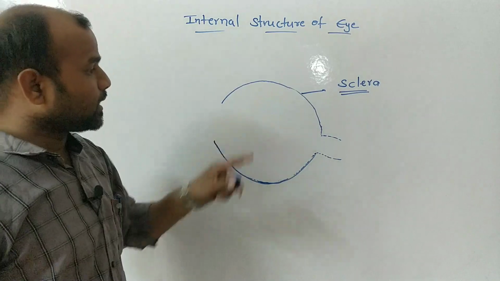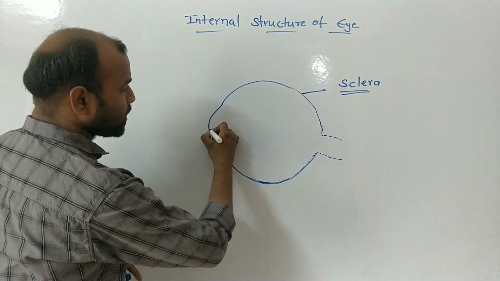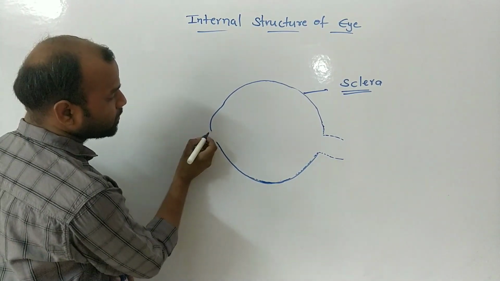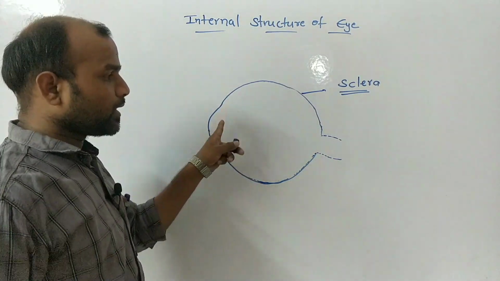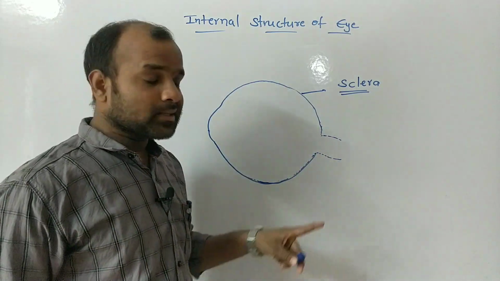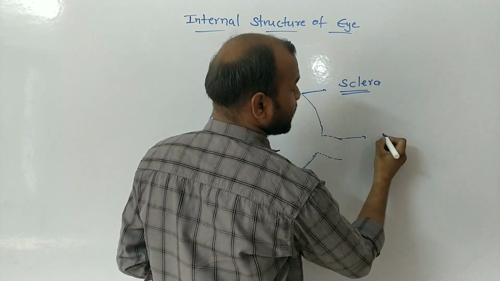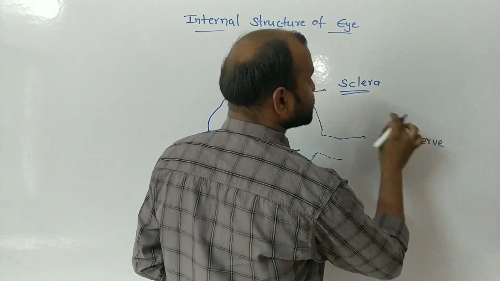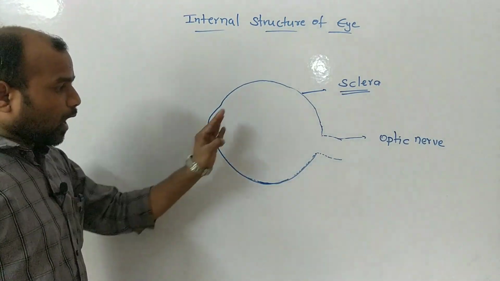The sclera bulges out and forms the cornea. On the inferior side, the sclera is attached to the optic nerve. So this is the outer layer, the outer eyeball.